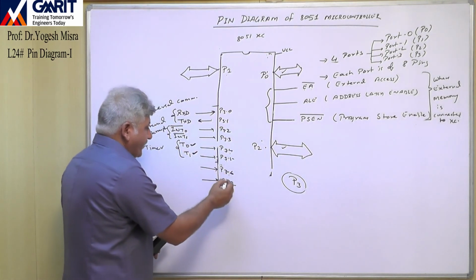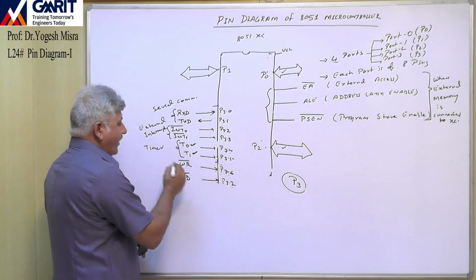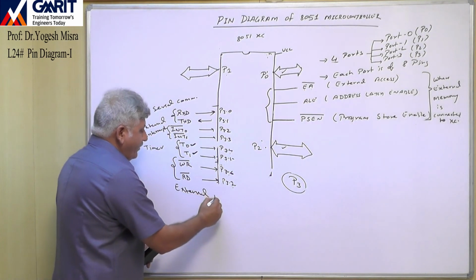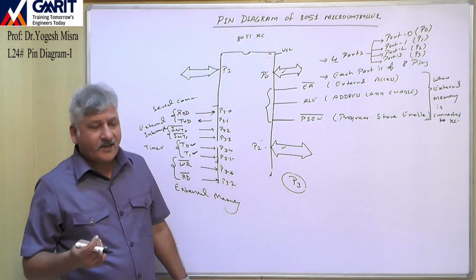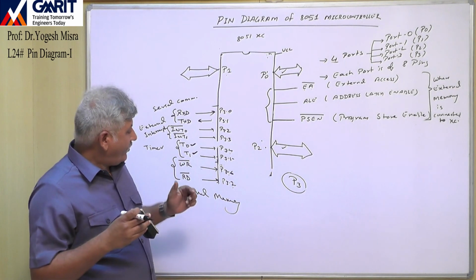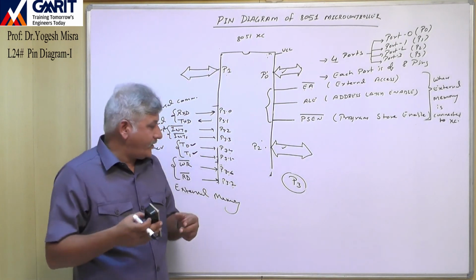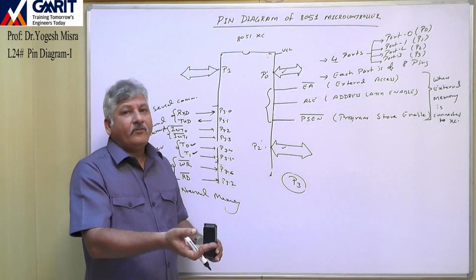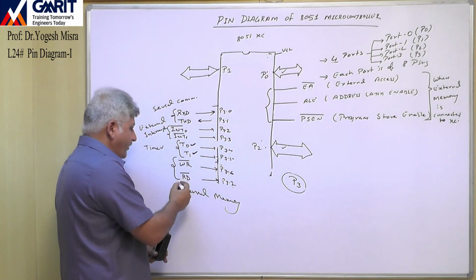Now pin number 3.6 and 3.7. 3.6 is write bar and 3.7 is read bar. These two pins are used with external memory. In our first or second lecture, we discussed that there is a timing and control unit in a microcontroller, and that timing and control unit generates various signals like read and write signals. These signals are used to read the content of external memory or write content into external memory. So these pins will be used only when we are using external memory.